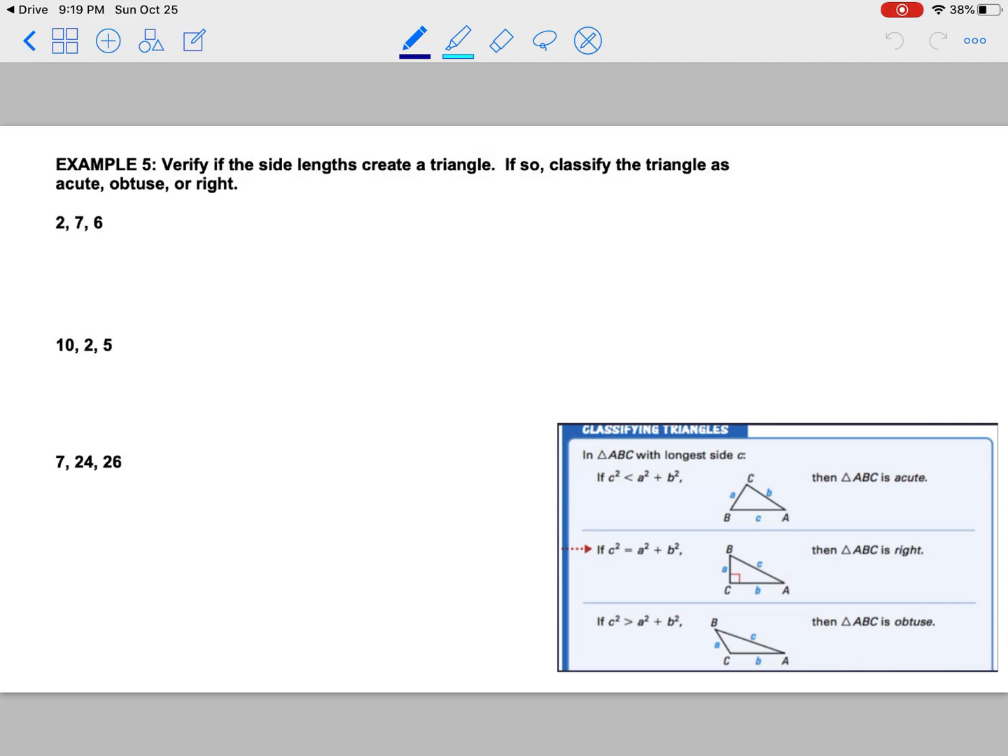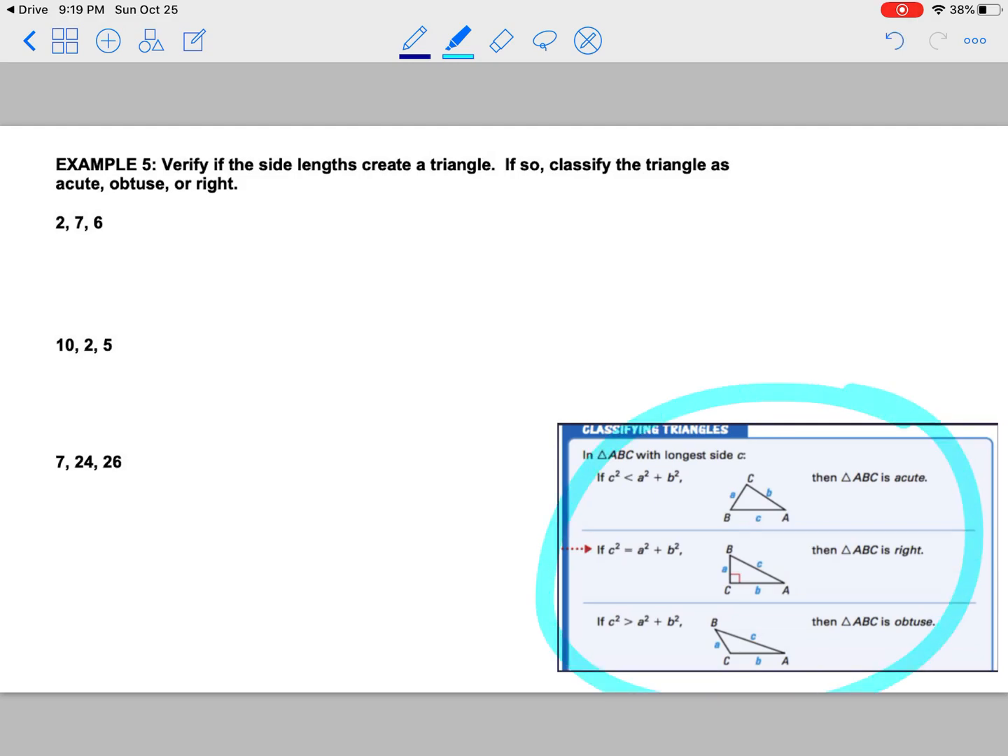All right, last thing we're going to talk about is how to classify the triangle by the angles, because we can't look at a triangle and just determine the angle sizes. We have to know what the angles are. And so if we know what the angles are, it's really easy. But what if we just know the side lengths? Here is the way we do this.